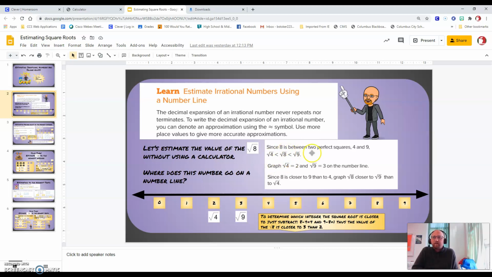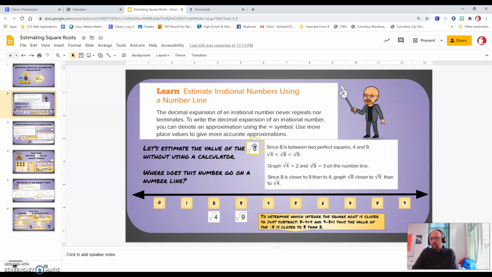So I know the square root of 8 falls between two perfect squares, 4 and 9, right? The square root of 4 is less than the square root of 8, and the square root of 8 is less than the square root of 9. So if I put the square root of 4 on the number line, I'd put it right here under 2, because the square root of 4 is 2. And I would put the square root of 9 underneath 3, because that's what the square root of 9 is.